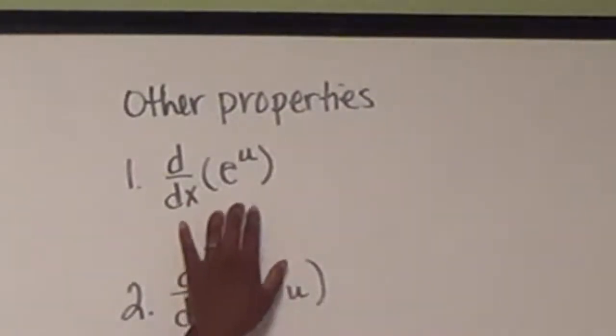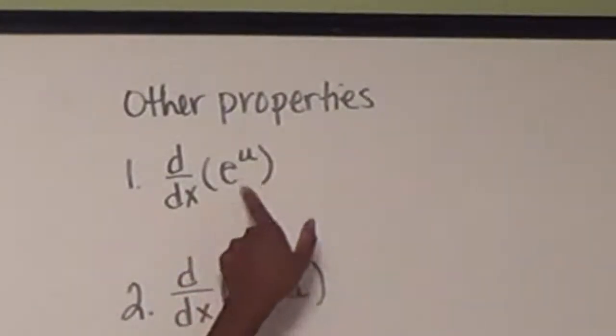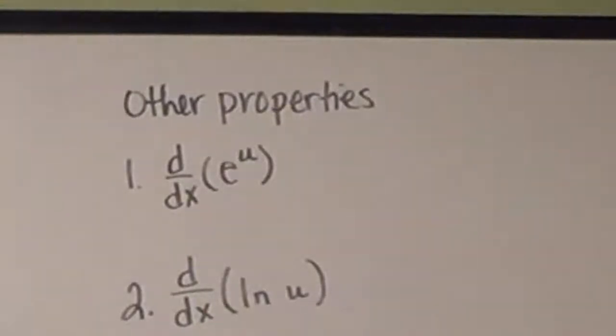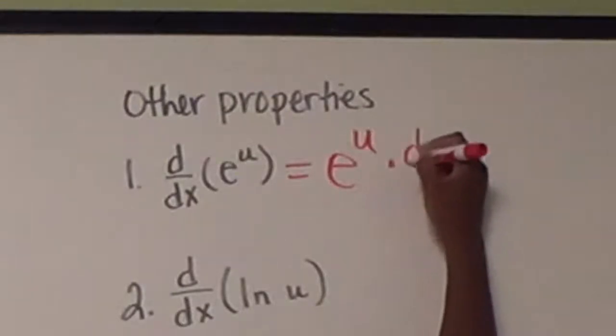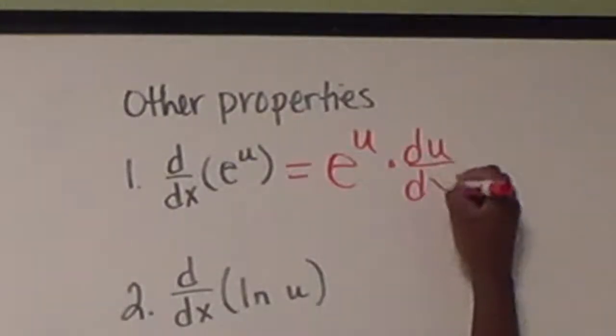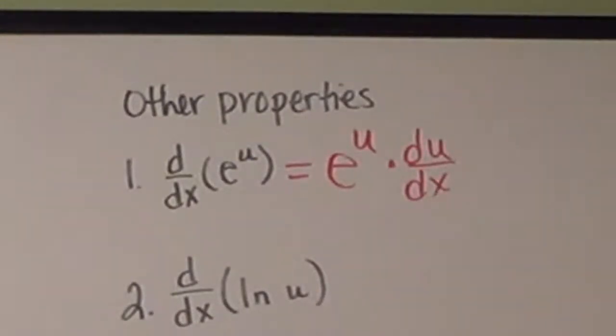So if I look at the derivative with respect to x, where I have e to the u, where u is some function of x, what it says is I'm going to apply my chain rule. So we'll get e to the u, but then we'll multiply by the derivative of u with respect to x. Okay. And we'll look at some examples of these.